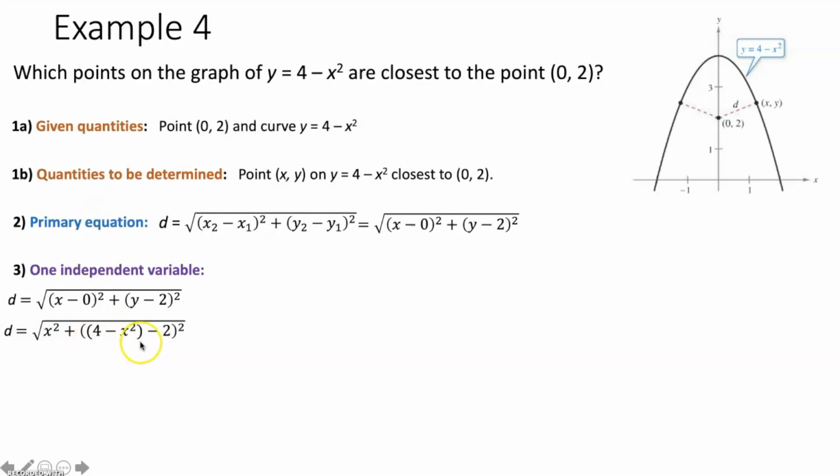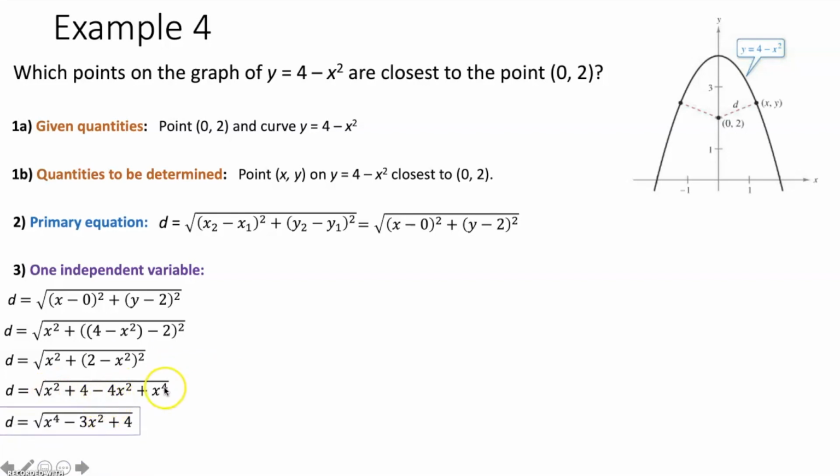I can drop these parentheses and do 4 minus 2 and just get 2. I can then square this here, and to square this, I'm going to have to FOIL it. So it's going to be 2 minus x squared times the quantity, 2 minus x squared. So when I FOIL that out and simplify, the x squared minus the 4x squared becomes negative 3x squared. The x to the fourth I bring to the front. Boom! I have my primary equation with one independent variable.